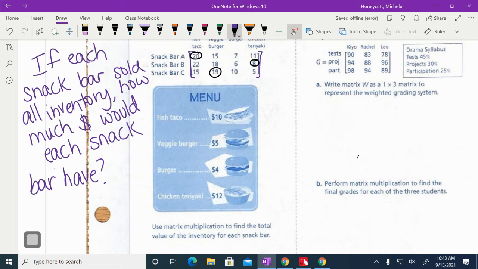Then when you figure out how much money each snack bar would have, ask your neighbor or the people around you what they got.